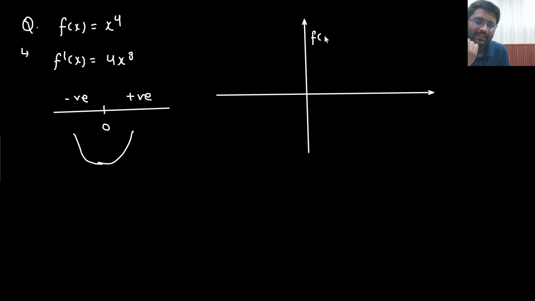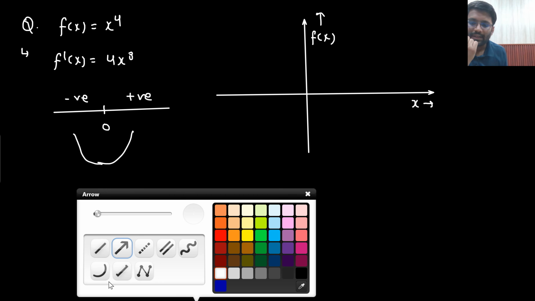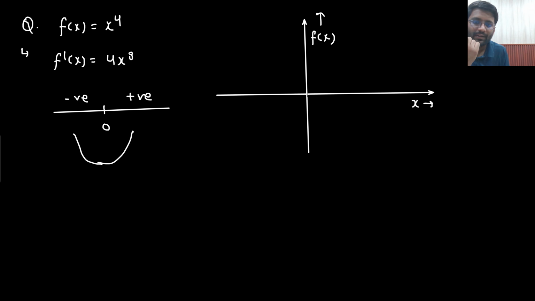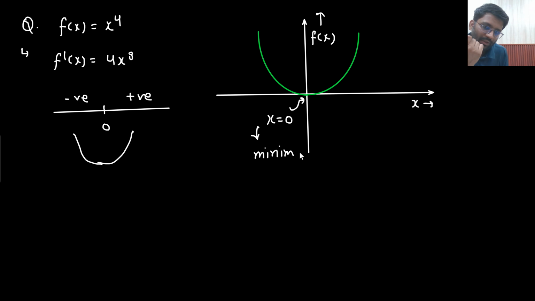So sir, f(x) versus x will look somewhat like this. So the graph will look somewhat like this. Now I know that x equals 0 is the point of minima. But sir, I don't want to give the answer in this manner. In the examination, I just want to do the mathematics blindly.